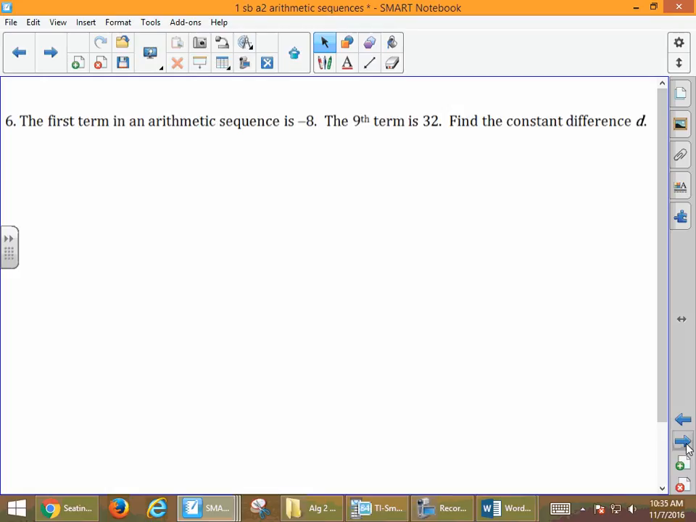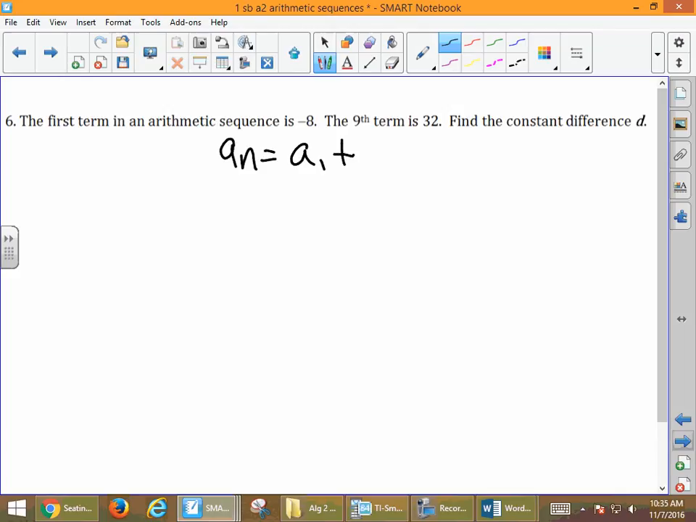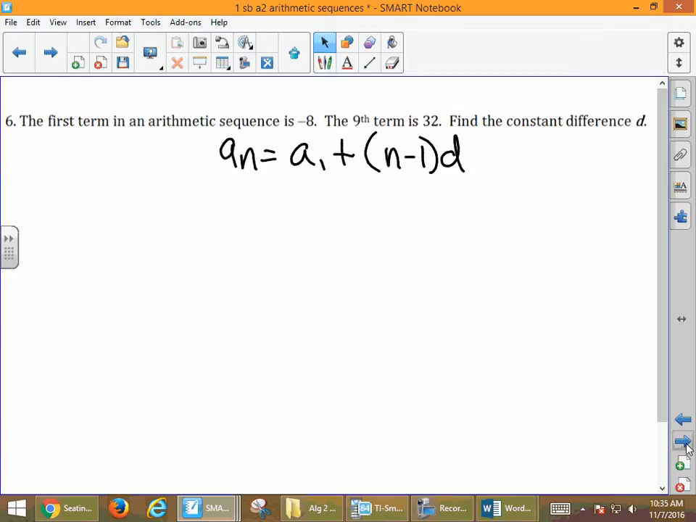And again, the process is still the same. We are just practicing over and over and over again how to use this formula, a sub n equals a sub 1 plus the quantity of n minus 1 times d. And we have to look and see what information is given to us. On problem number 6, it says that the first term in here is negative 8.